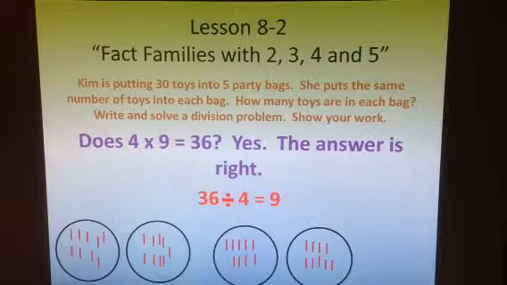9. You can check your answer, of course, by using the fact families, changing those numbers around. Instead of 36 divided by 4 equals 9, ask yourself, does 4 times 9 equal 36? Yes, 4 times 9 does equal 36.